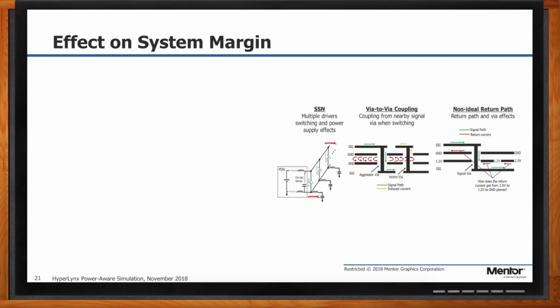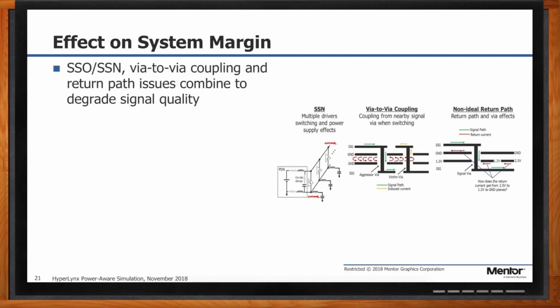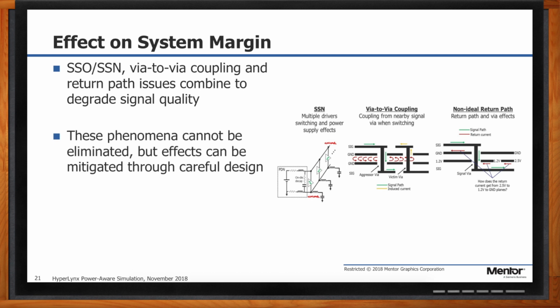So what we've talked about here are 3 different mechanisms for how power delivery networks interact with high-speed signals: simultaneous switching noise, via coupling through power cavities, and the effect of non-ideal return paths. The single most important thing to understand is all of these things can only degrade system margin. They close our eyes down. They give us less voltage margin, less timing margin. They never make it better. They only make it worse.